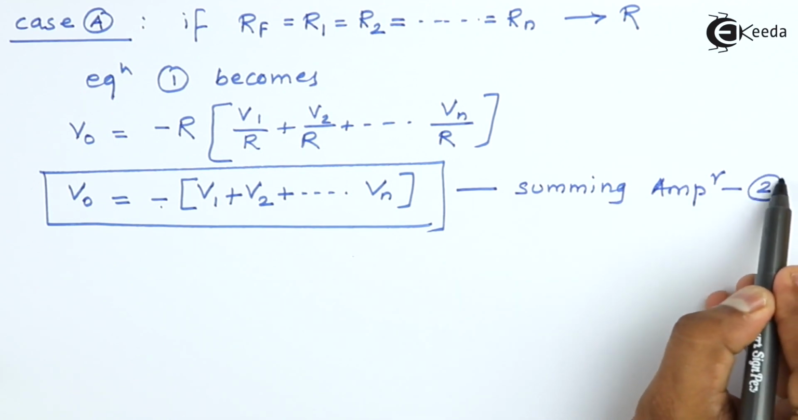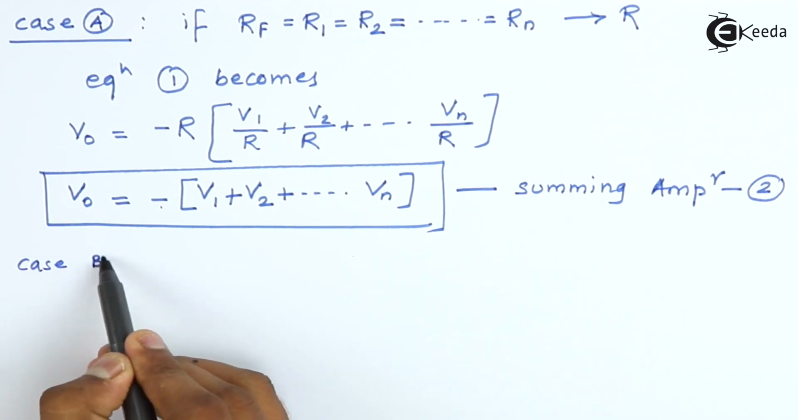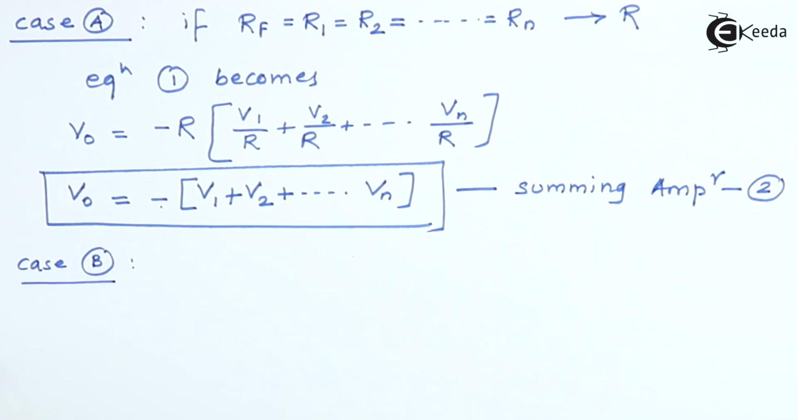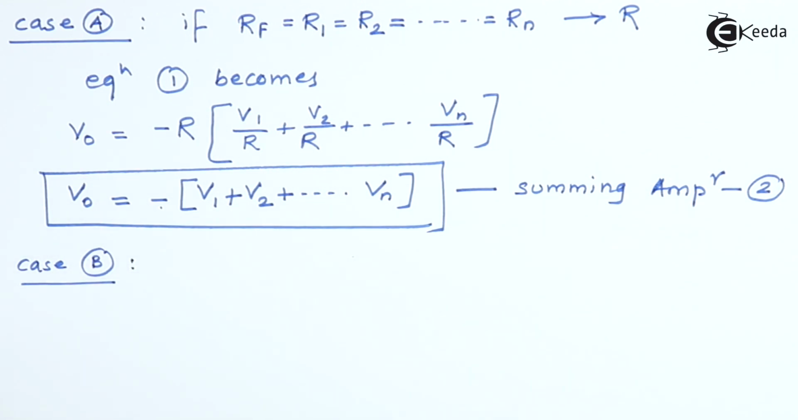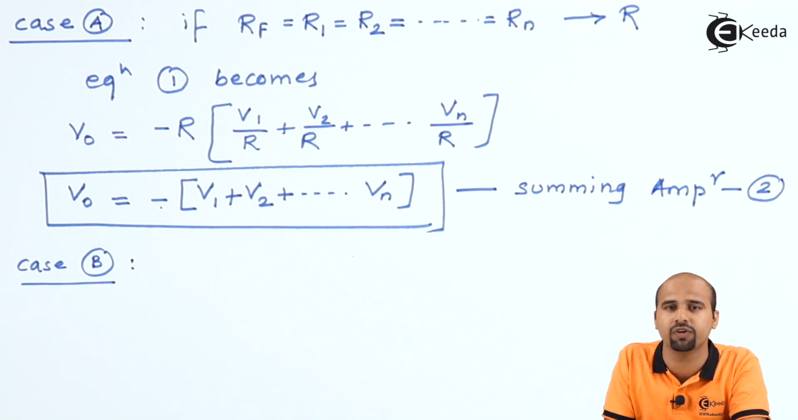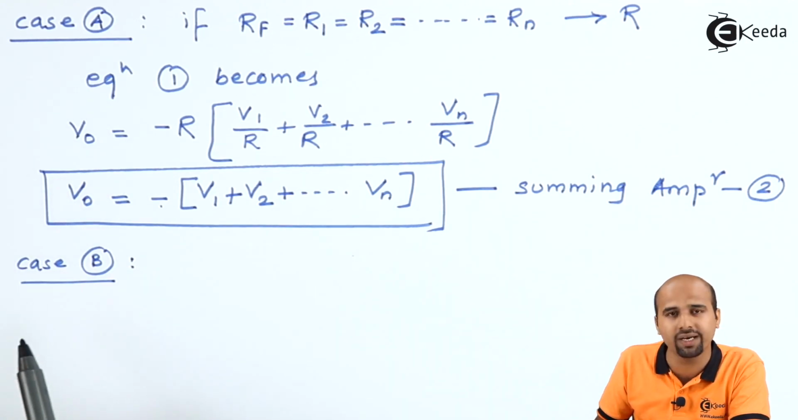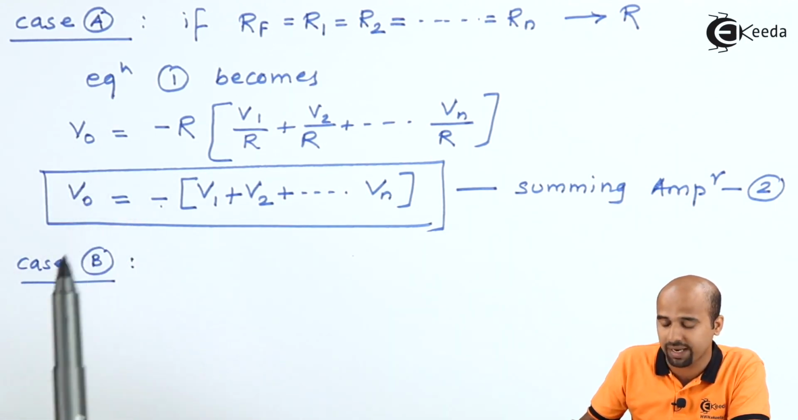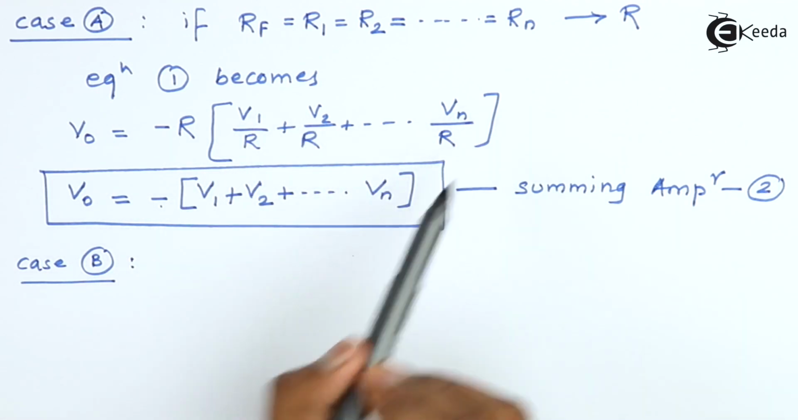Equation number 2. We will consider case B, where in case B, I want to form an averaging amplifier. Now we will go in the reverse way such that it will be very simple to understand the design aspect of this averaging amplifier circuit. I know equation 1 indicates that VO is equal to minus RF into V1 upon R1 plus V2 upon R2 plus up to Vn upon Rn.